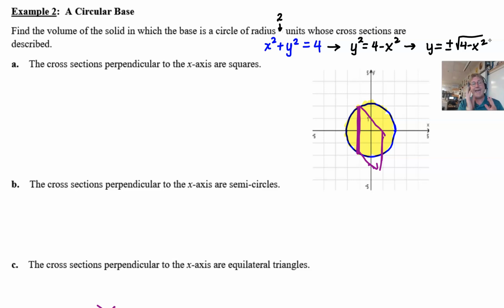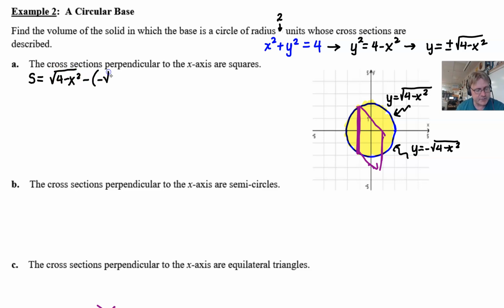All right, so we have this all set to go. We have to think of the positive version of this square root as being right there. And we have to think of the negative version of this square root as being down there. Right. So now you can do top minus bottom, and you're going to find out that S, the length of the side, is nothing more than the square root of 4 minus x squared minus the negative square root of 4 minus x squared. And of course, that's going to be 2 square root of 4 minus x squared. We just doubled it up.